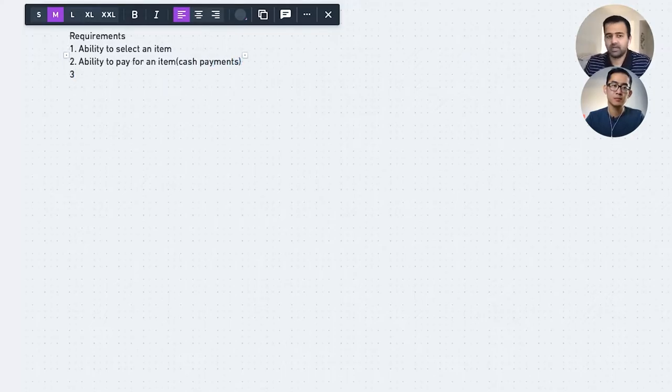All right. The next thing is, once the item is selected and payment is made, being able to dispense the item. And the last one is, given that the machine is used a few times a day, being able to notify the owner or servicing agent about inventory status. So basically, if any particular item is low on inventory, the machine is able to notify the concerned person.